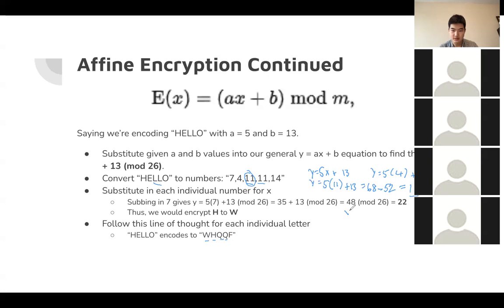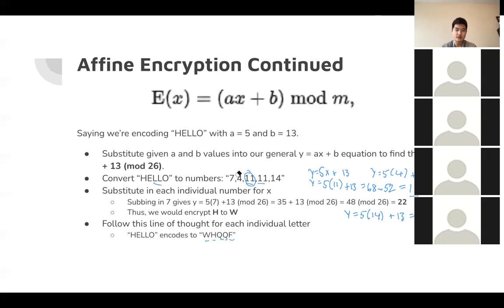And then lastly, I'll just do O. 5 times 14 plus 13, 70, 83. Okay. And then if we do minus 78, yeah, I think that's right. That's 5, because 78 is 26 times 3. So 5 goes to F, so that's why we have F.